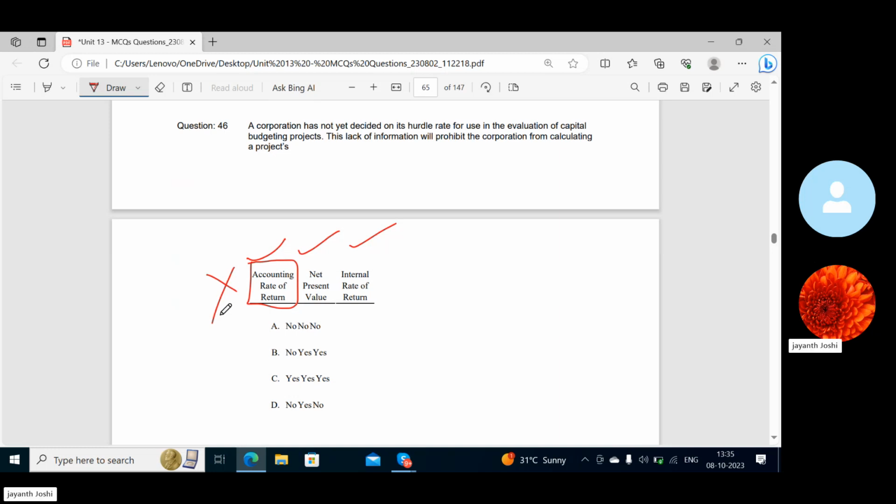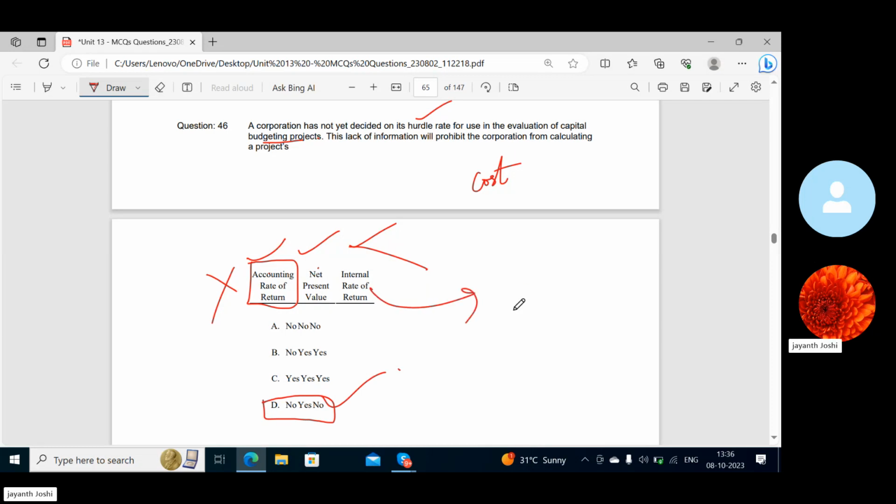Okay. And what about IRR? See, without knowing your cost of capital as well, you can find out your IRR with the trial and error method, correct? Yes, sir. But if a corporation does not decide the hurdle rate in evaluating capital budgeting projects, can they calculate NPV? Without a discount factor, how will you calculate your NPV? No, sir, we can't. That's what. So for this, not required. For this, also not required. For this, we want hurdle rate. So can I say this is the answer?